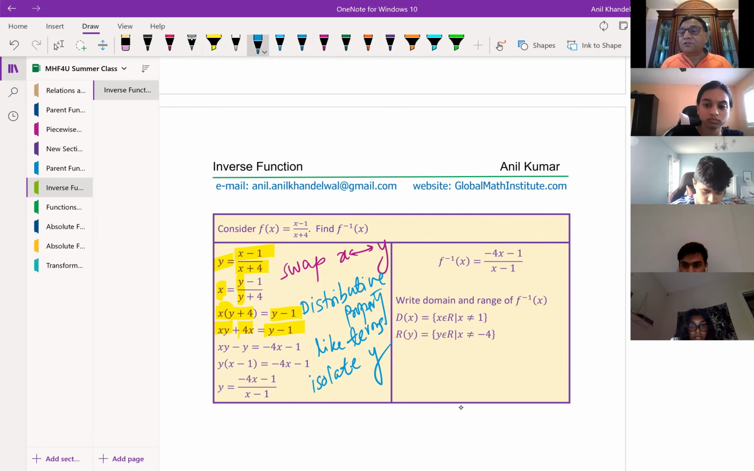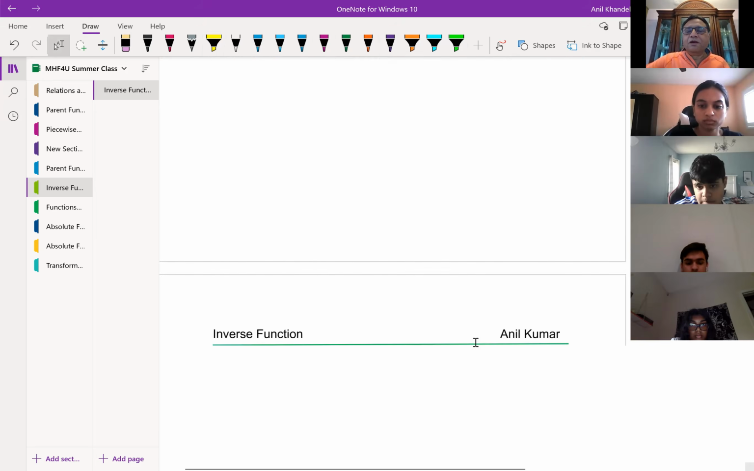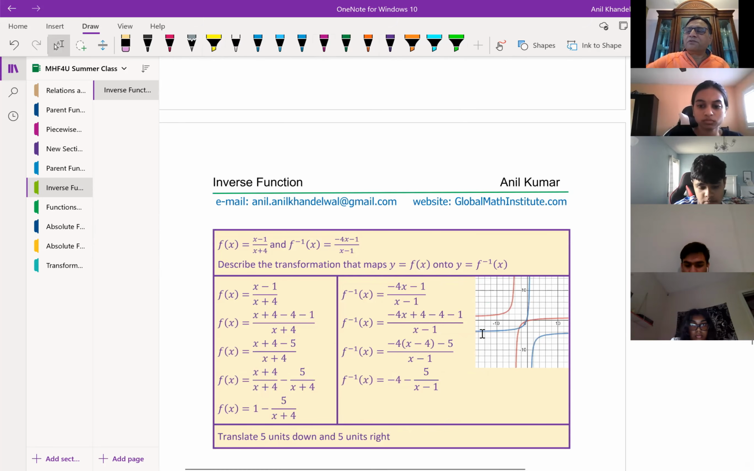Perfect. That is how you find the inverse for a rational function, right? And you always have to write the domain and range, which we did earlier. But anyway, that is how you're going to do it. And this is the way to work with inverse of rational functions. We'll do inverse of exponential and trigonometric functions later. So we got this way of doing it.